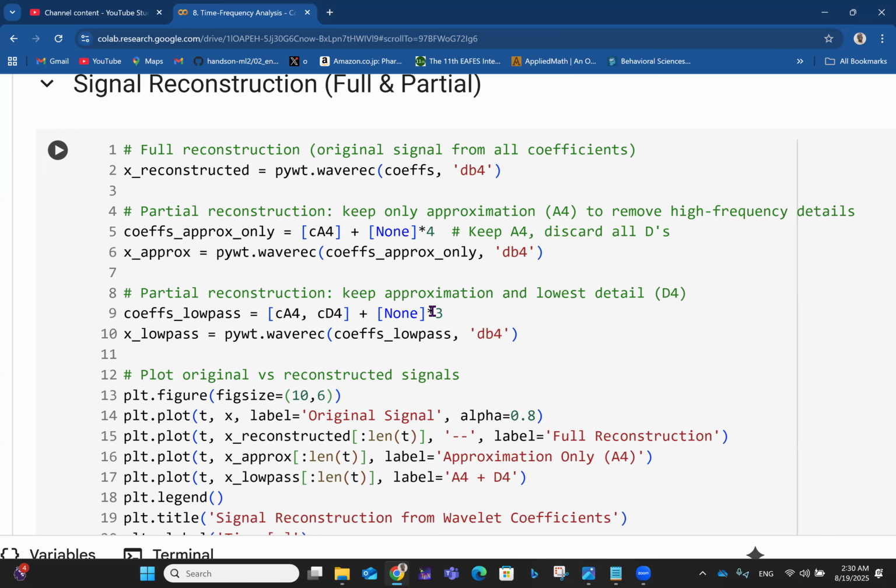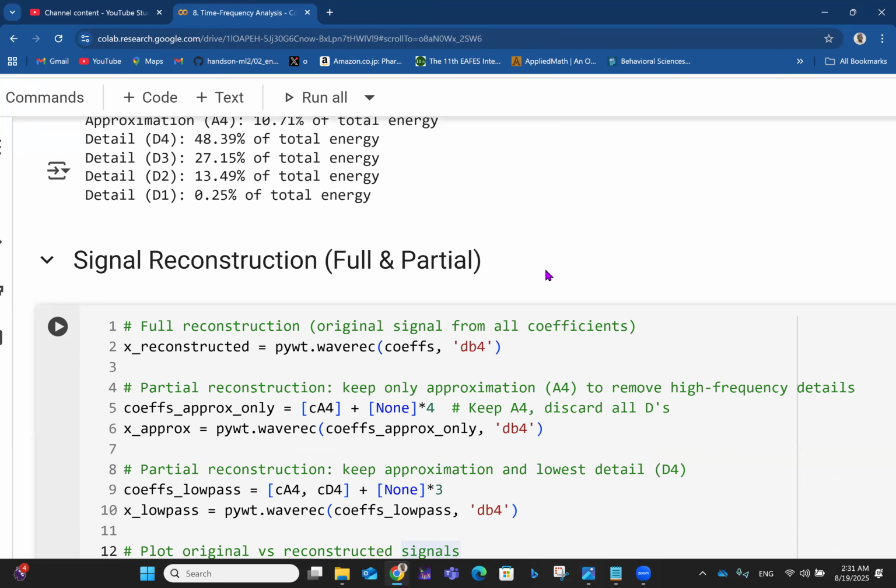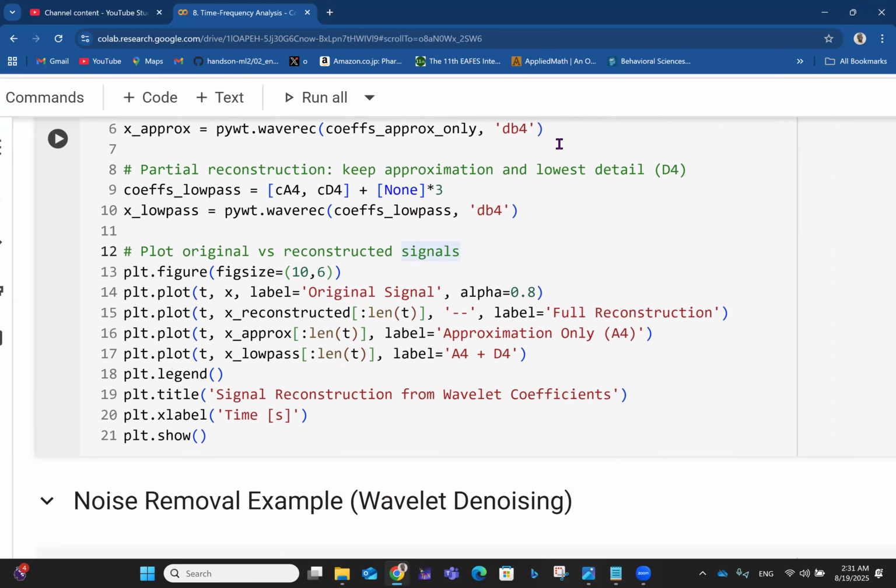So for partial reconstruction, you still keep approximation and lowest detail D4 now. So you have CA4 and CD4. Here it was only CA4. So here it's now CA4 and CD4 and None by 3. So X low pass, waverec again, and you pick that in. And then you go ahead and do your plotting. Plot original versus reconstructed signals. You have the x label, original signal alpha 0.8, X reconstructed. You can study this to understand better what this is all about.